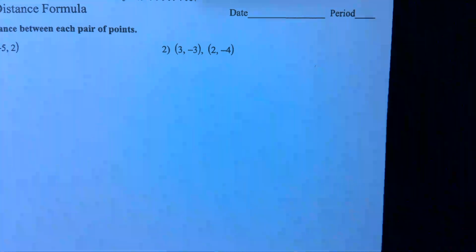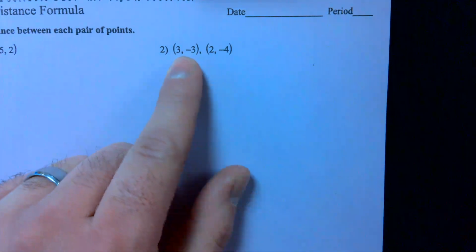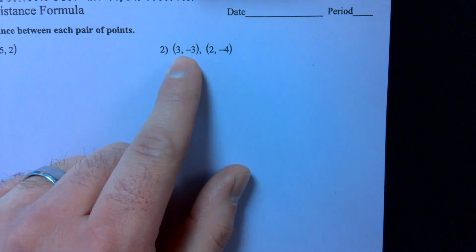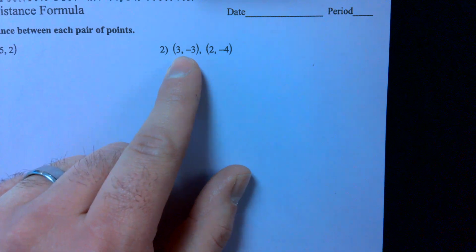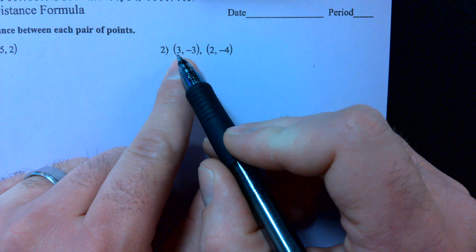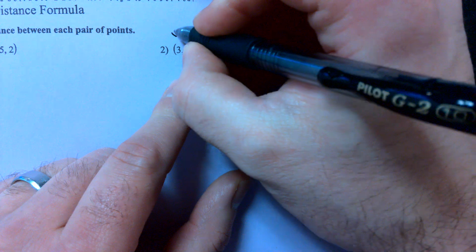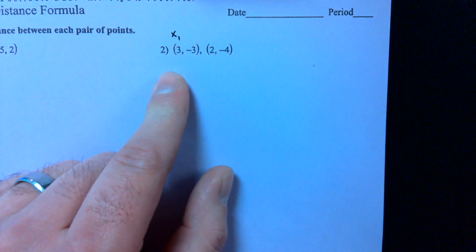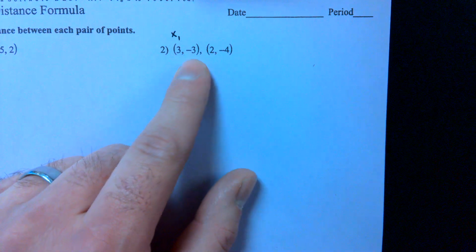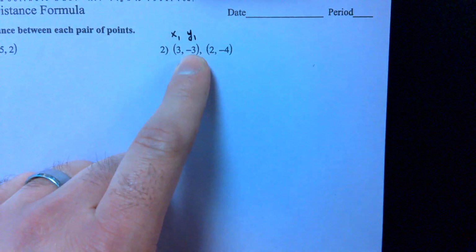What's the first thing that I need to do? Label. Label, dude. 3, negative 3. Is that my first point or my second point? That's the first point. How do I know it's the first point? Because it's written first, right? What can I label positive 3 as if that's my first point? X1. How do I know it's X1 and not Y1? Because X comes before Y. Okay? What can I label negative 3 as then? Y1. How about 2?